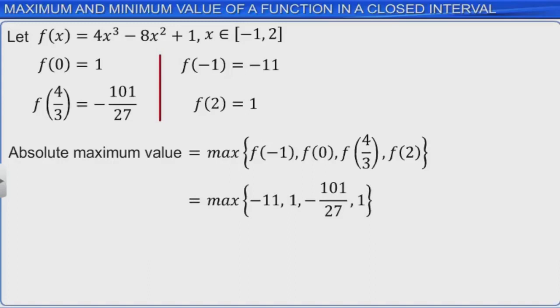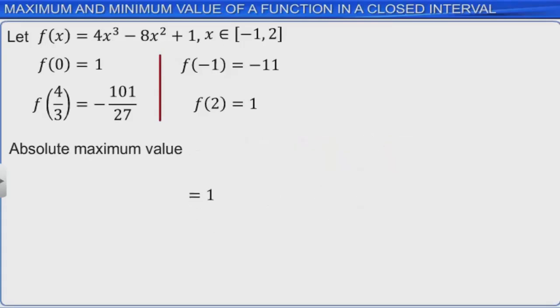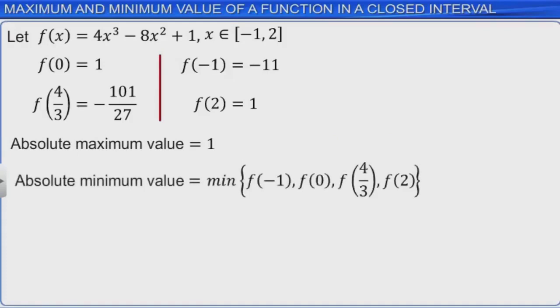Also, the absolute minimum value is the minimum of all the values of the function at these critical points as well as at the endpoints. Thus, the absolute minimum value is -11, which occurs at x = -1. Hence, the absolute maximum and minimum values of the given function on the given interval are 1 and -11 respectively.